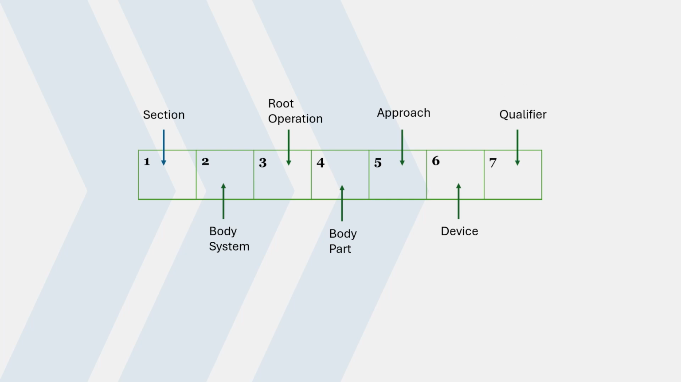A good way to remember this is: Sally bought root beer at Dairy Queen. Sally, section; bought, body system; root, root operation; beer, body part; at, approach; dairy, device; queen, qualifier.